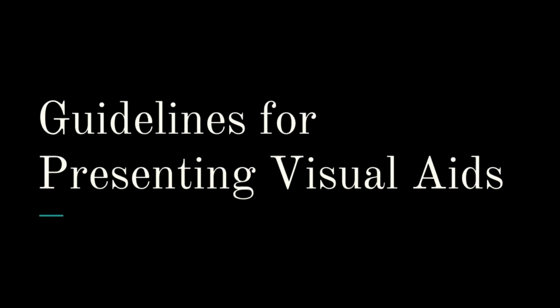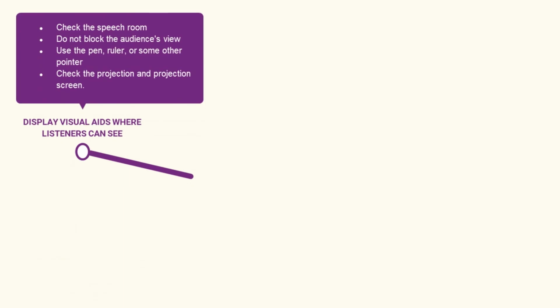Now I will talk about the guidelines for presenting visual aids. Here are 7 guidelines that will help you get the maximum impact out of your visual aids. First, display visual aids where listeners can see. Check the speech room and decide where you will display your visual aids. If you are displaying an object or a model, be sure to place it where it can be seen easily by everyone in the room.